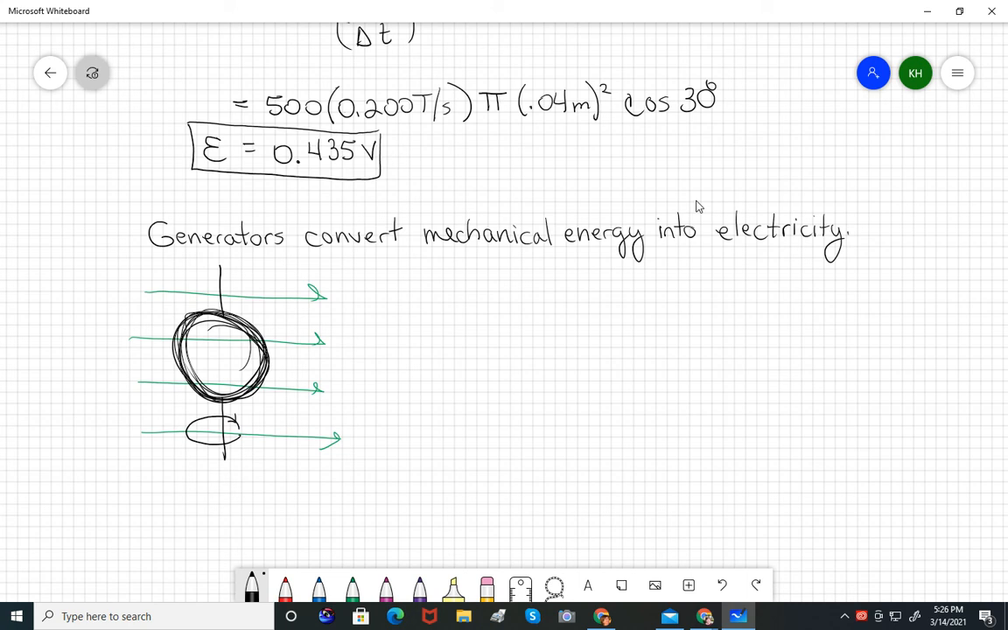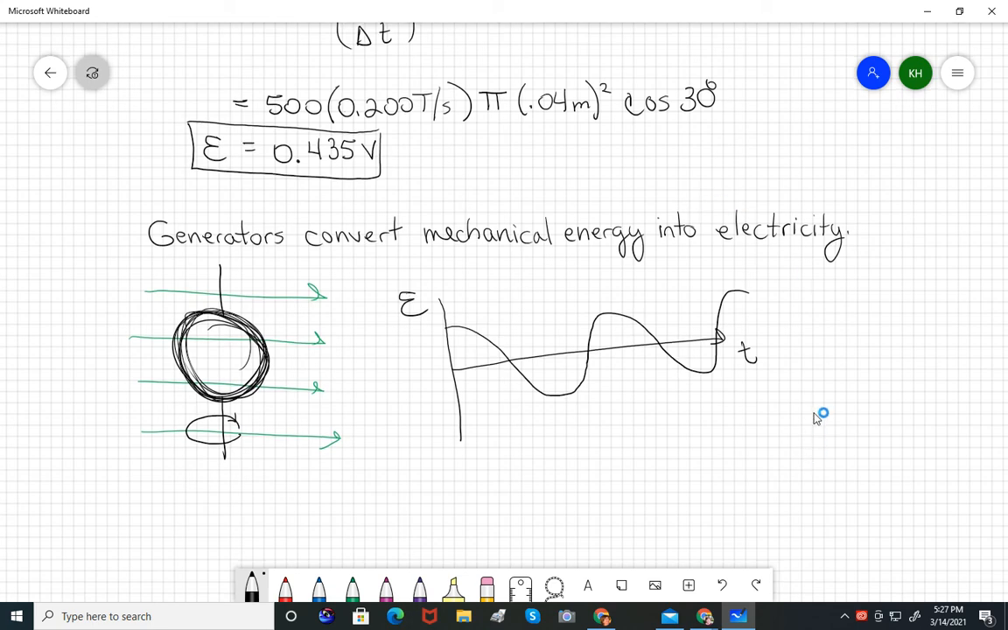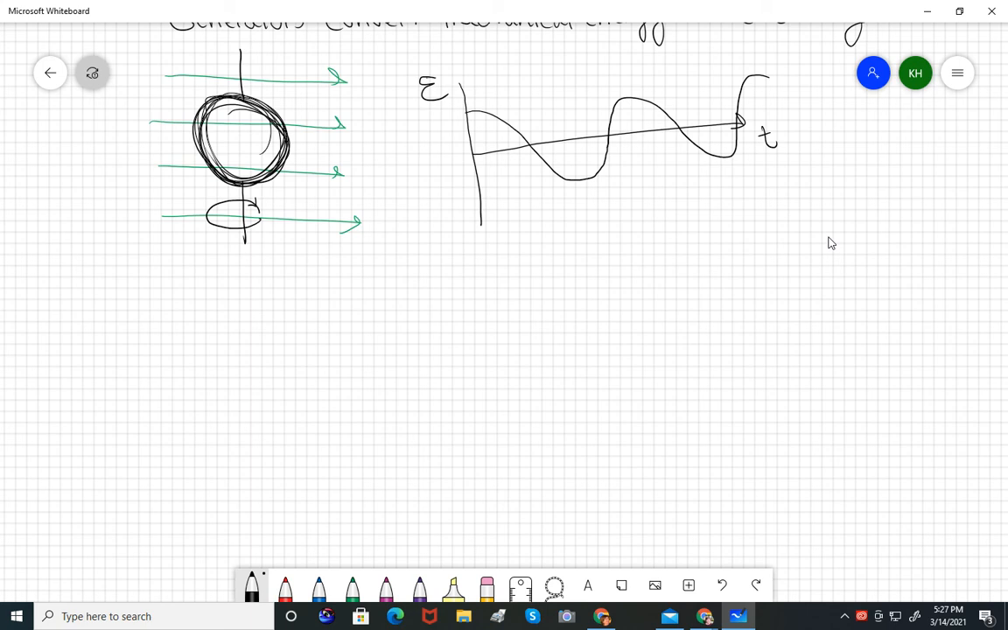Now, depending on how they have the contacts set up, most of the time what you get is an induced EMF that looks like this with time. It looks sinusoidal. It will go like this, and like this, and like this. And if you were to draw a picture of the current, this current would also change direction and look like this. I'm going to use a lowercase i because it is a changing current.